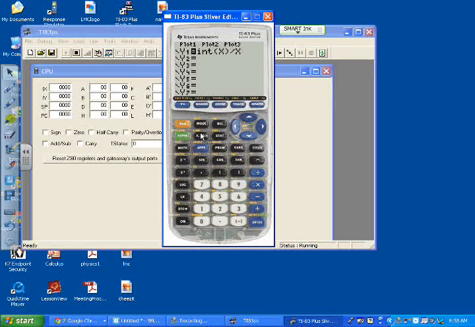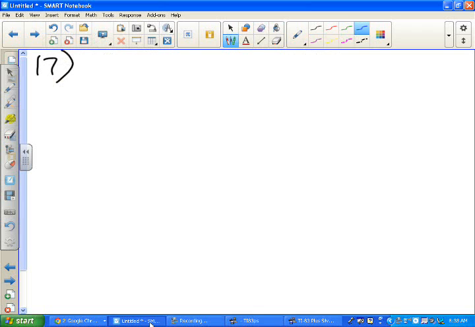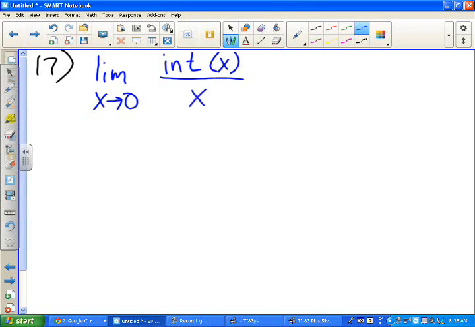Now the greatest integer function is just a step function that automatically goes to the greatest integer. So 1.1 would be rounded to positive 2, 1.2 would be rounded to positive 2, and all the way up to 2. So it's a very specific step function that gives us the greatest integer of x. Well, when I plug that in over a number, it's got a weird kind of graph going on. And what we're looking at is the limit of this function as it approaches 0.